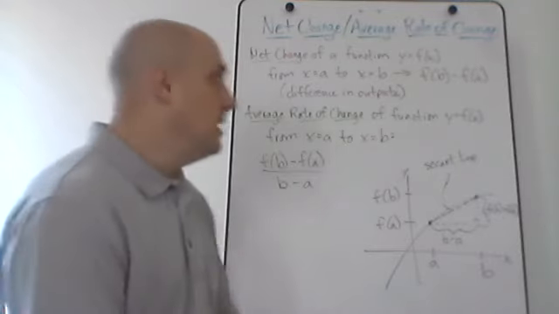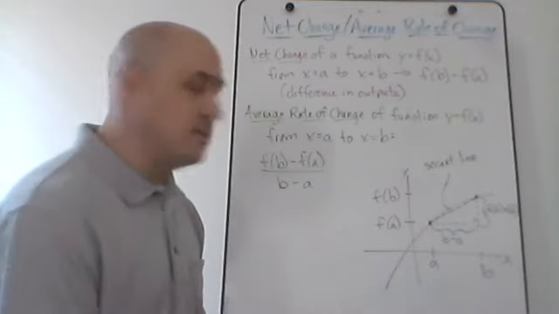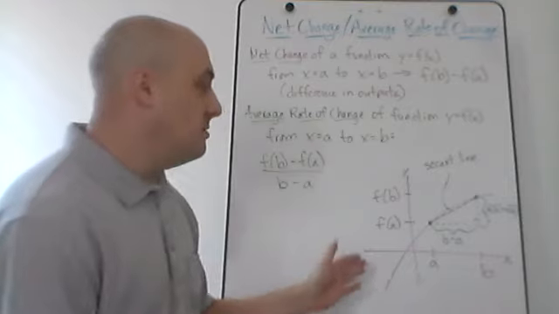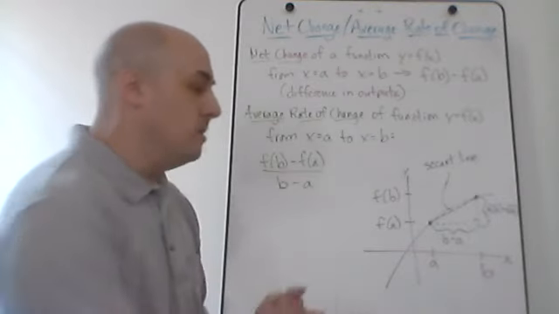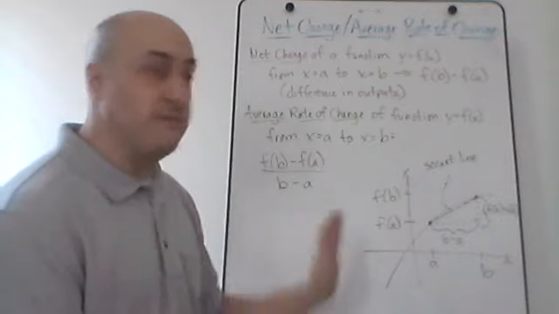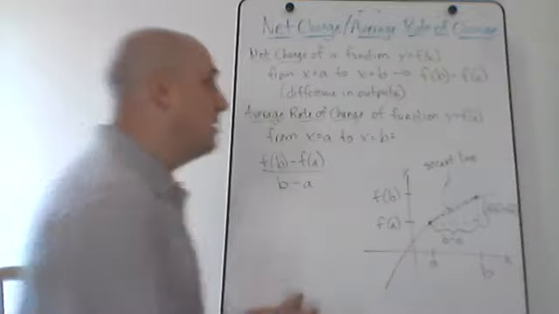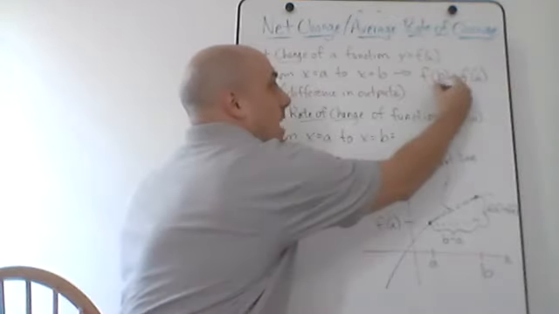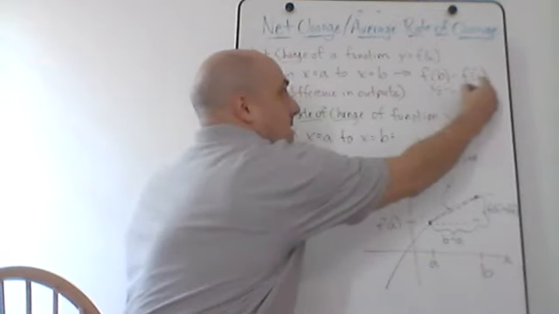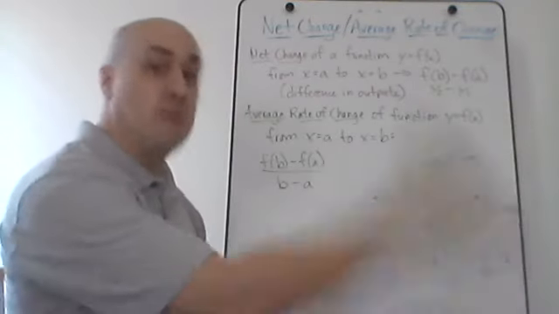So net change, all it is, is the difference between the two y values. And when you're doing net change, you always do the y coordinate from the second x value minus the y coordinate from the first x value. So it's always f of b minus f of a. Or if you want to think of it another way, f of b is like your y2, and f of a is like your y1. You're always doing the second one minus the first one, the one on the right minus the one on the left.